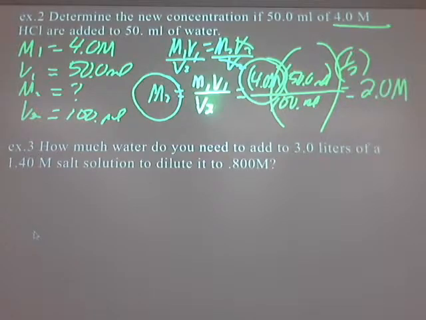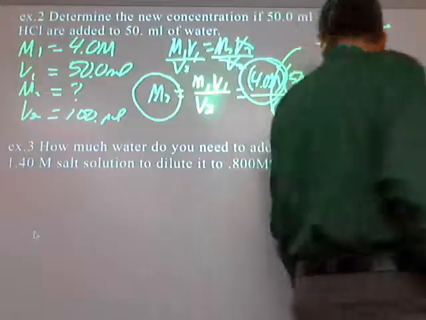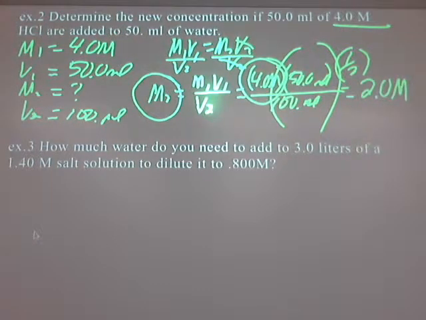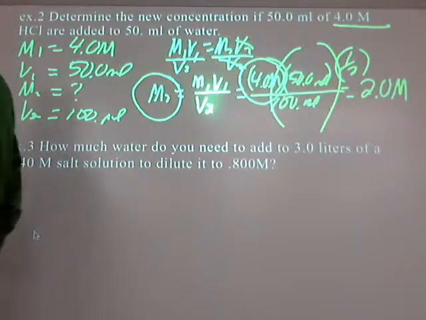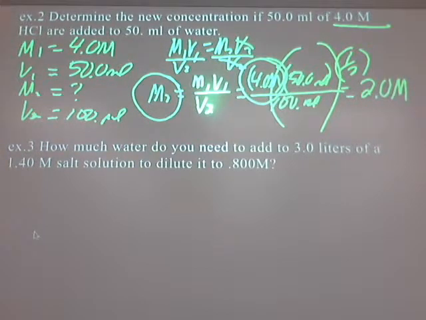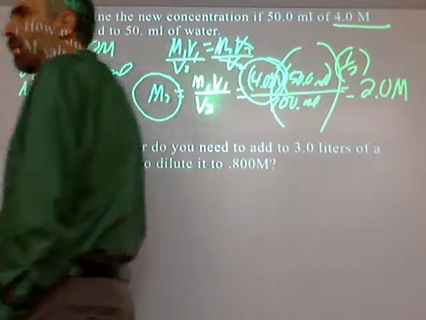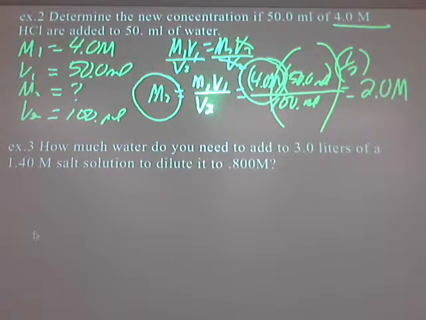How much water do you need to add to 3 liters of 1.40 molar salt solution diluted to 0.80 molar? This is working a different direction. Here I'm being asked the volume you need. But if you look at it and you try this one on your own, you realize that it's not any different. You're using the same exact equation. You're solving for a different variable. You will have to, again, at the end, make sure you understand what it is you would do to make this solution.